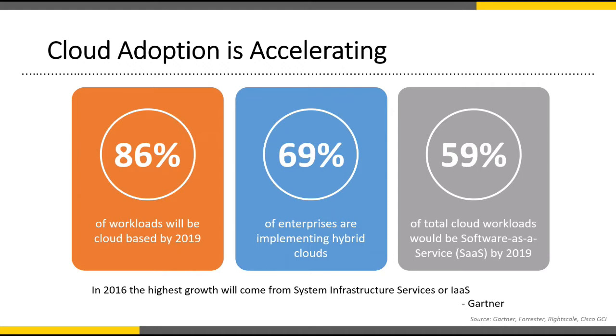Last week, Gartner released a report that talked about cloud services architectures, and one of the trends they pointed out was that the highest growth over the course of 2016 would be coming in from system infrastructure services or infrastructure as a service. Software as a service is also going to get a huge amount of uptake with both traditional infrastructure as well as new age architectures adopting this as a delivery mechanism.